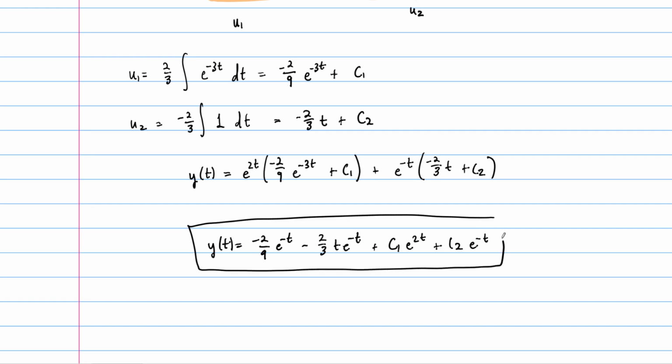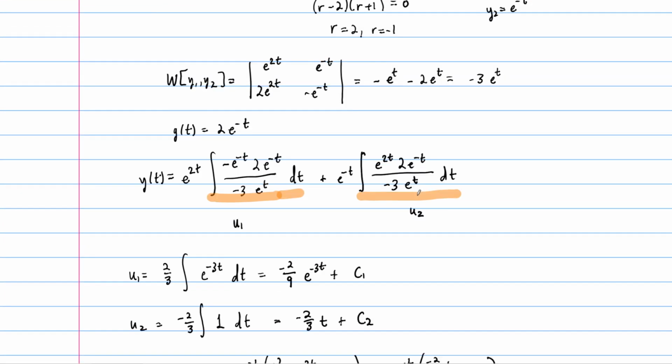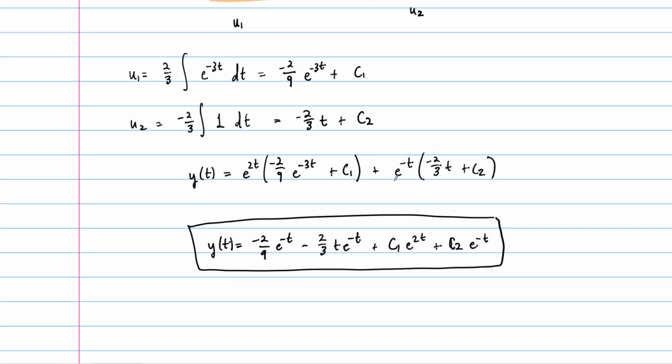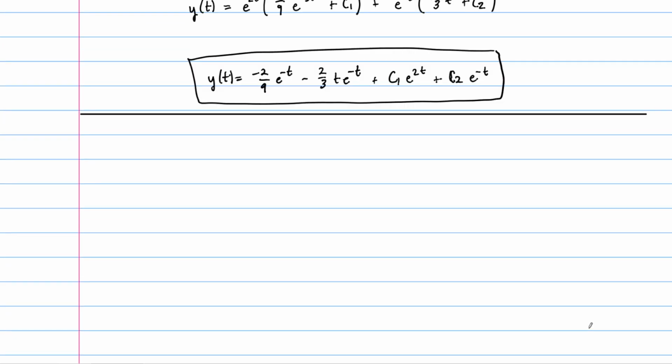Okay, and so that is our solution to the non-homogeneous differential equation given right here, right? The non-homogeneous differential equation using variation of parameters. All right, I've got one more example for us to do, and then we'll leave this lecture here. Like I said, just a couple examples of this.